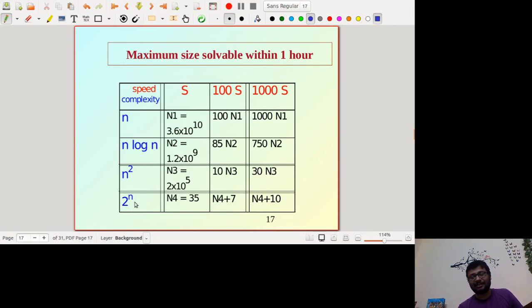This 2 power n is such a fast growing function that if 1 hour is all that I allow my algorithm, and if I look at the size that it can handle in 1 hour, that number hasn't gone up much at all. It can handle instances of size 45. So this means that this advance in hardware has not benefited this algorithm at all.